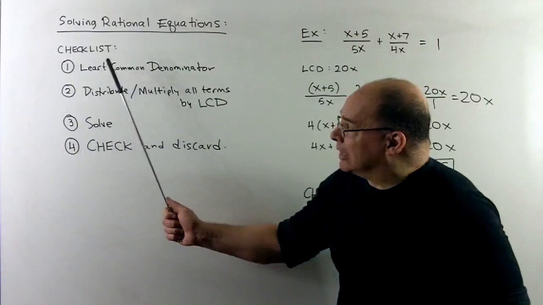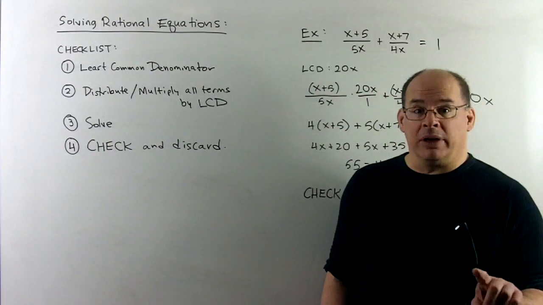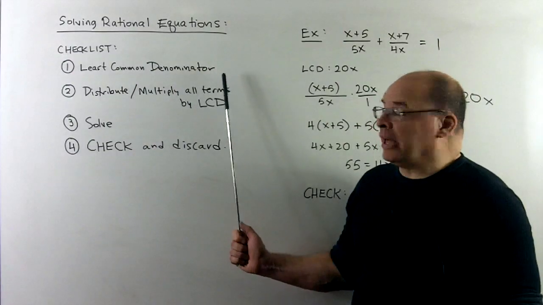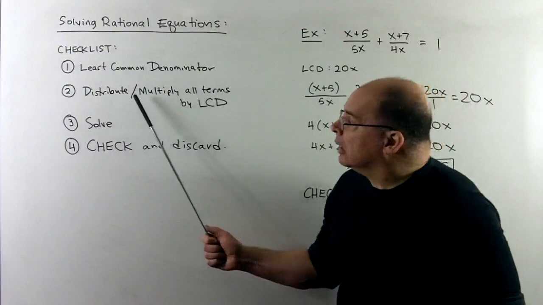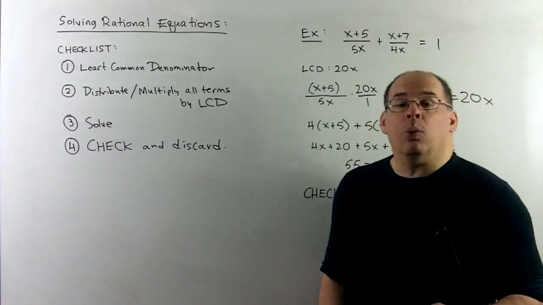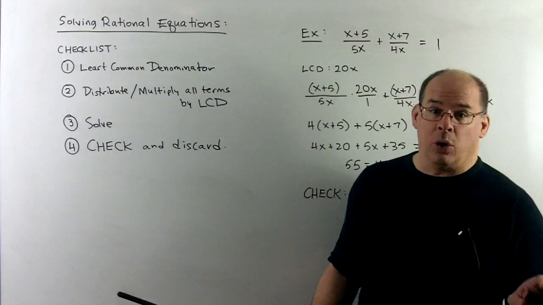So we find our least common denominator. We multiply every term in the equation by the least common denominator. For the fraction parts, we'll put it over a 1. Then, once all the denominators are cleared, we're just going to solve. It's just going to be a polynomial equation.